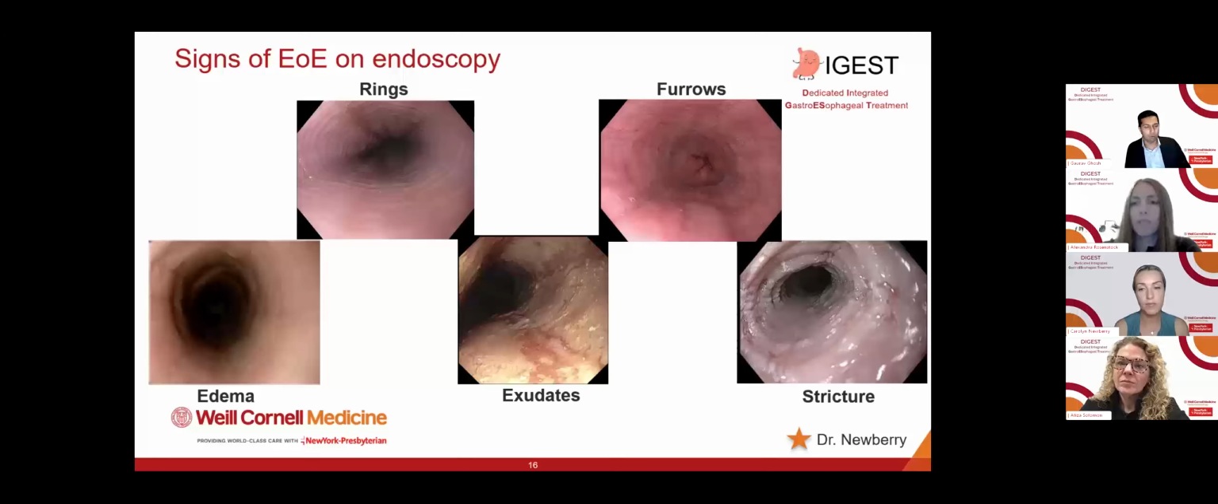Great. Thanks so much for that overview of the endoscopic findings of EOE. Just to be clear, most patients aren't going to have all of these findings on endoscopy, but really the reason that we are trying to get ahead of things getting to this point is because of this stricture picture. Once patients get to that point, it's a lot harder to reverse things. And so that's why it's important to diagnose and treat patients with EOE as early as possible.